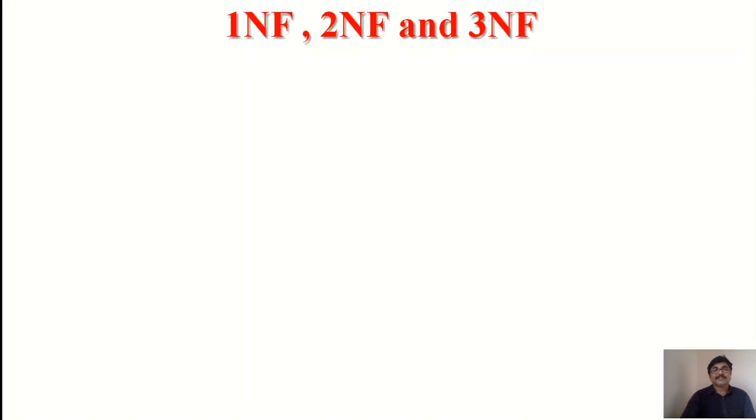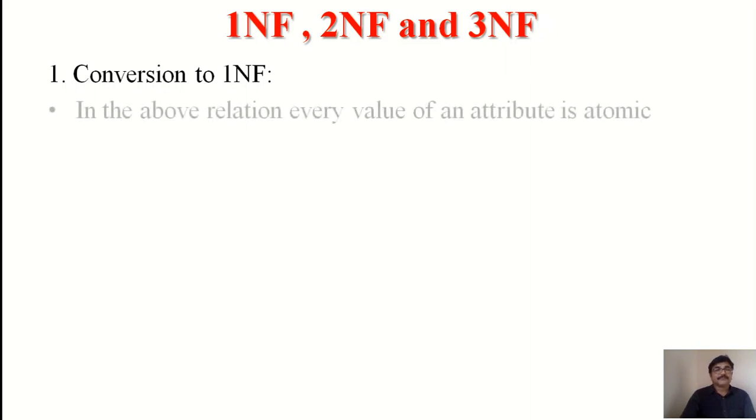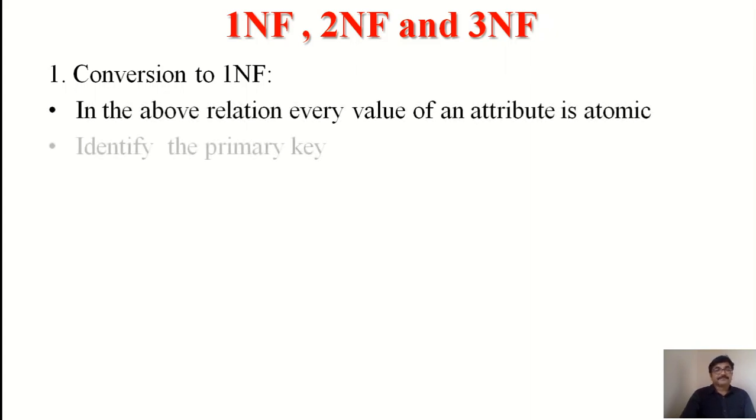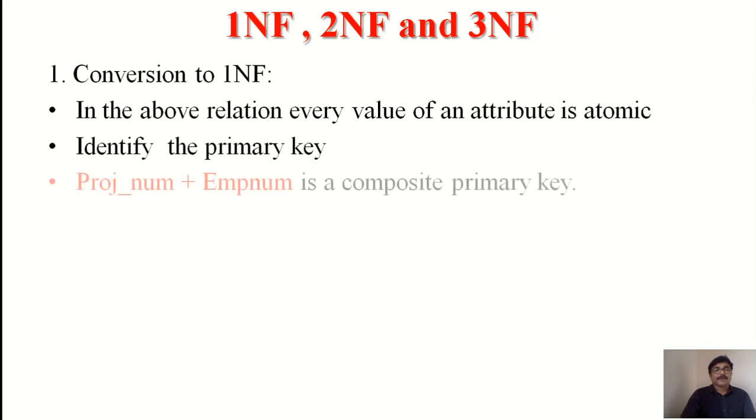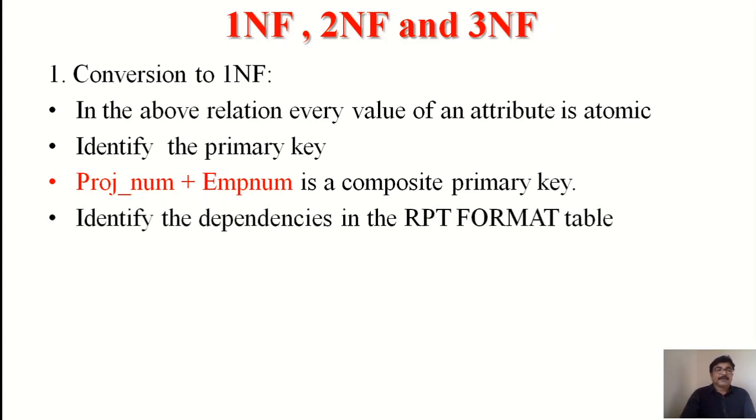So now the first normal form is fulfilled, because the table has atomic values and we identified the primary key. The project number plus employee number is a composite primary key which can identify the remaining attributes. And here we need to identify different dependencies in the report format table.